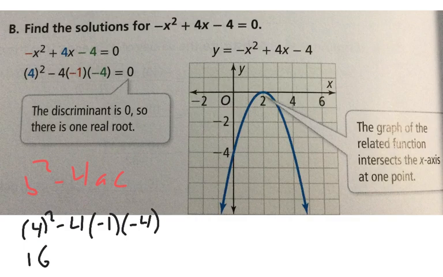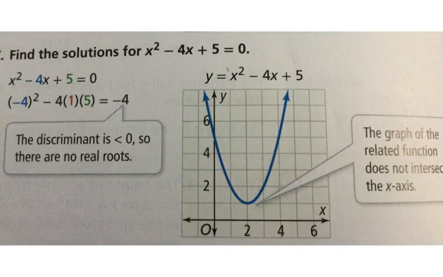So this would be 16. 4 times 4 is 16. And then a negative times a negative times a negative. It's going to be negative in the end. So 16 minus 16 is 0. So the discriminant is 0, which means there is one solution. Which is the vertex. Right, the x-intercept's on the vertex.